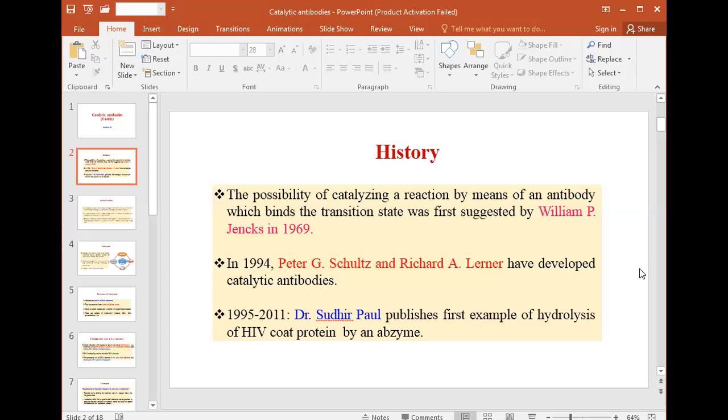Later in 1994, two other scientists, Peter Soos and Richard Lerner, developed the catalytic antibodies, and they used the name catalyzing monoclonal antibodies, Catmab, or catalytic antibodies. Later, the pioneering work by Dr. Sudhir Paul, who published a paper in 2008 giving the first example of hydrolysis of HIV protein GP120 by using an APSA. Through this discovery, Dr. Paul revolutionized the application of ABZYME in different disease treatments, be it viral or bacterial infections.